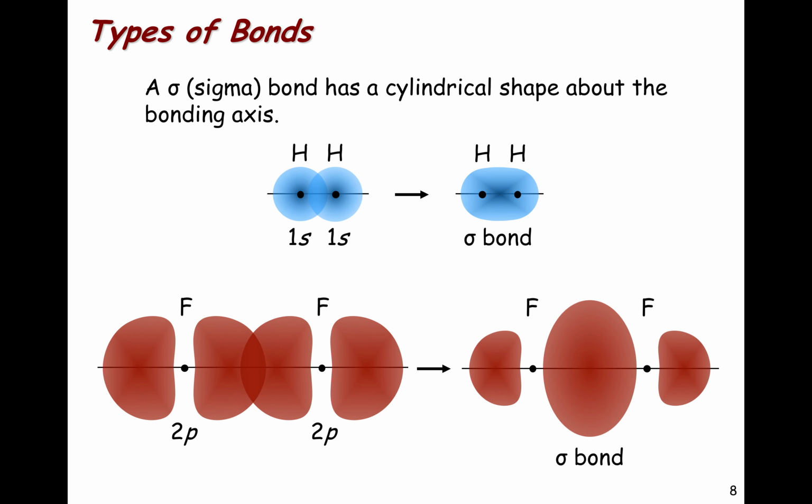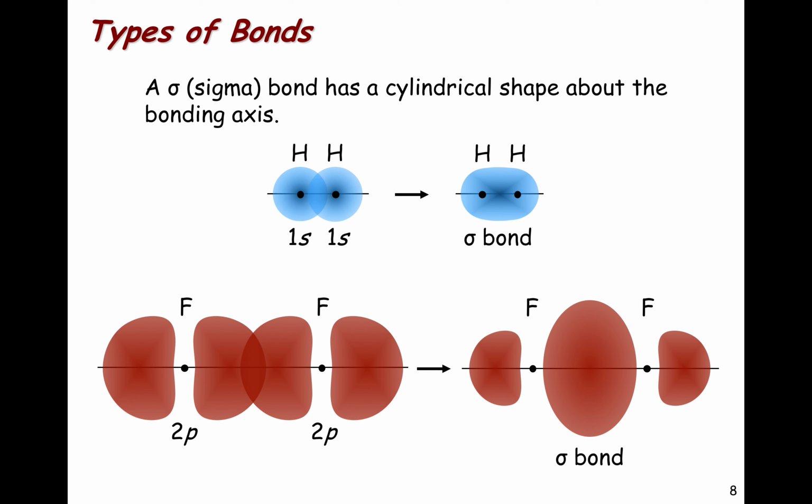This slide gives you an idea of how the bonds might look when we have various kinds of overlap of orbitals that have electrons in them. So on the top here we have the bond that is formed between 2 hydrogen atoms. Since this is a direct overlap between 2 atomic orbitals, we refer to this as a sigma type bond where the overlap is along the axis of the bond.